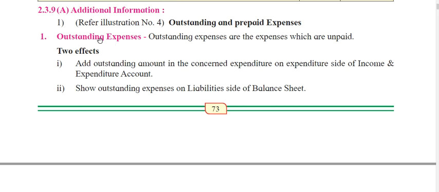Additional information: outstanding expenses in the final accounts. Outstanding expenses are given in the adjustments, and we add them to the particular expense in the final accounts. Outstanding expenses are the expenses which are unpaid. Two effects: first, add the outstanding amount to the concerned expense on the expenditure side of the income and expenditure account, and show outstanding expenses on the liability side of the balance sheet.